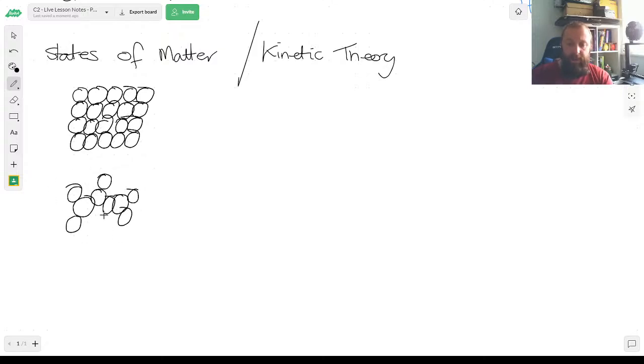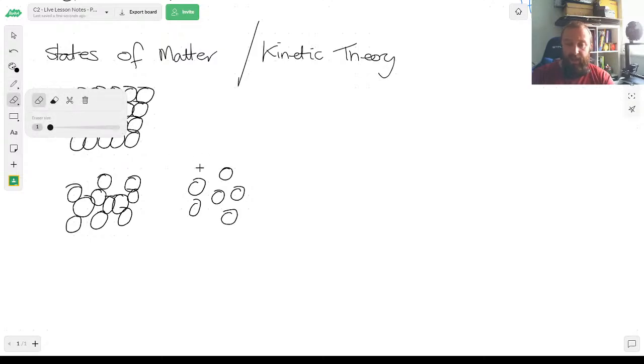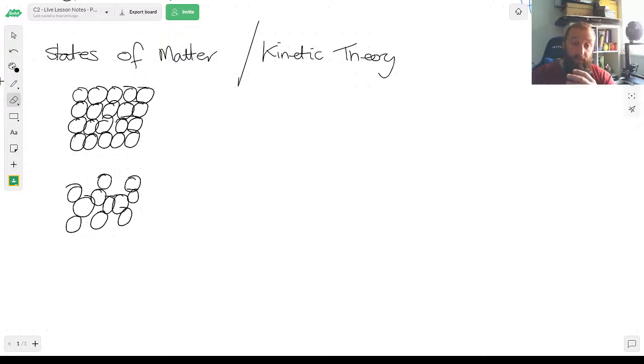Now, this is one of those areas, and apologies to primary school teachers. Lots of primary school teachers draw a liquid as similar to a solid, but with gaps between them. This is a gas. This is not a liquid at all. With a liquid, the particles are still touching. So we've still got this idea that they're close to each other, but they're now moving quick enough that they can slide over each other.